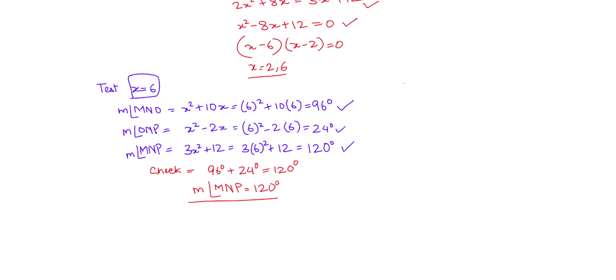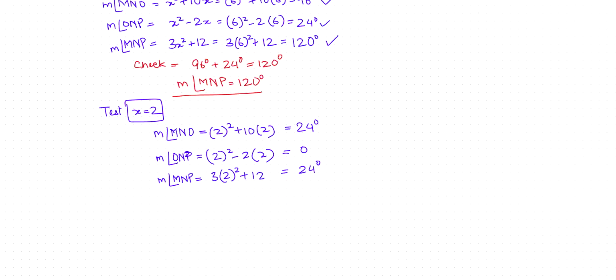Now let's try x is equal to 2. When we put x is equal to 2, we get MNO as 24 degrees, ONP as 0 degrees, and MNP as 24 degrees. Now in strict Euclidean geometry rules, a 0 degree angle inside is not allowed. We have to have a positive angle greater than 0. So we can ignore this answer.